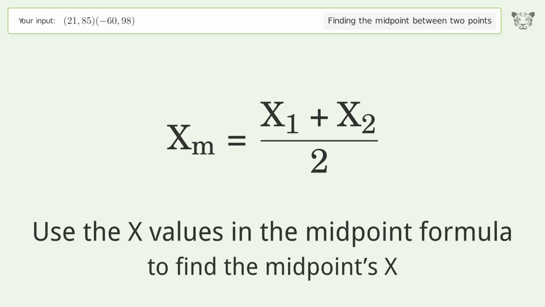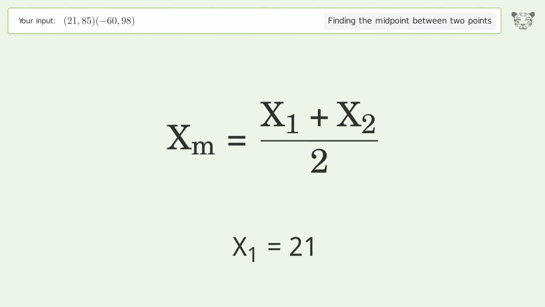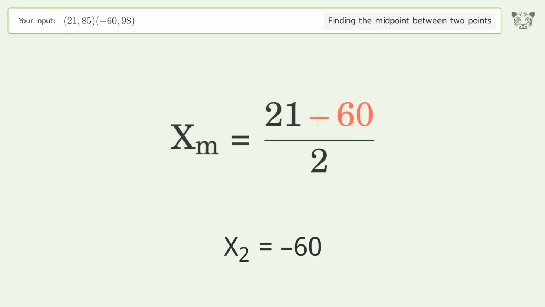Use the x values in the midpoint formula to find the midpoint's x. x1 equals 21. x2 equals negative 60. Simplify the arithmetic.